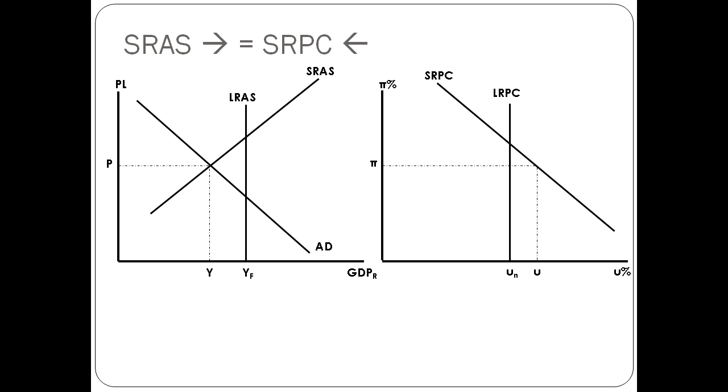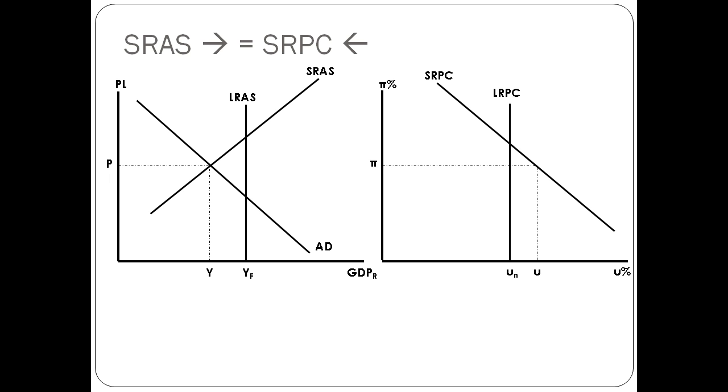So we're going to start off here with an ADAS connected with the short-run Phillips curve. And on our ADAS, you can see we're at price level P, we're at output Y, we're at a recessionary gap. As we connect that over, we are at inflation rate pi, and then we are at the unemployment rate U. Once again, this is just a normal unemployment rate. We're not at full employment at this point.